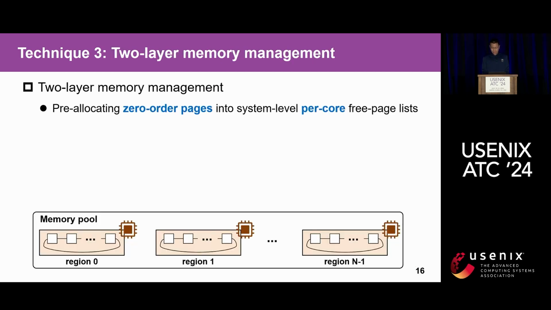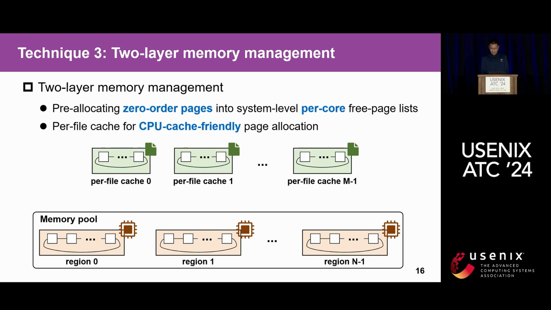The third technique is the two-layer memory management for fast page allocation. The bottom layer of StreamCache memory management module is a memory pool that consists of per-core memory regions. Each memory region pre-allocates a preset number of zero-order free pages and maintains them in double-linked lists. The top layer are per-file caches, which are file local list headers that store small numbers of free pages. Each opened file has a per-file cache, and its page cache misses will allocate free pages from its per-file cache.